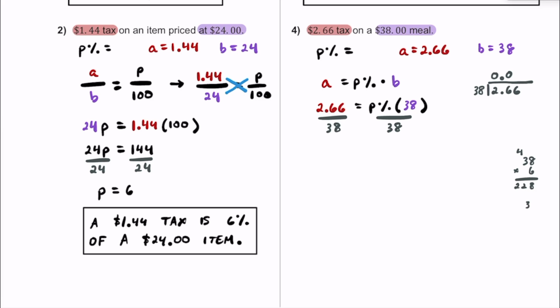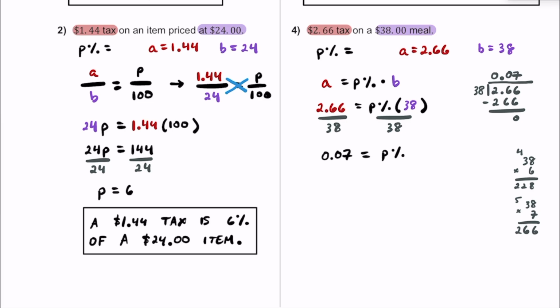Let's go with 7. So 38 times 7. That's going to be 56, carry the 5 here. It's 21 plus 5 is 26. Oh, wait, that's exactly what we're looking for. So let's put a 7 here. 7 times 38 is exactly 266. If we subtract here, we're going to get a remainder of 0. So what we just found out is that this is going to be 0.07, or just 7 hundredths, and that's equal to P percent.